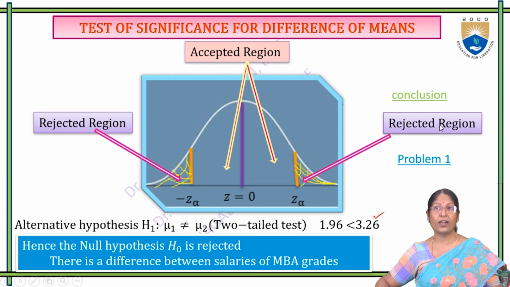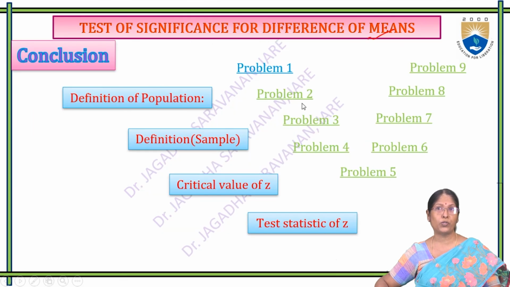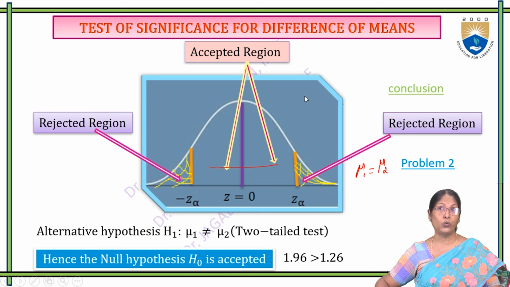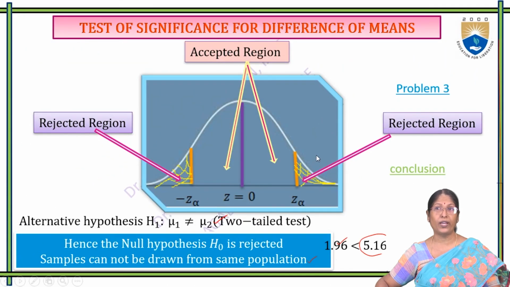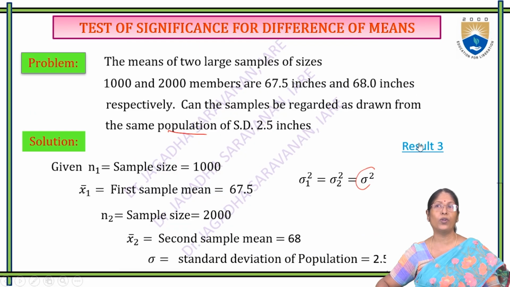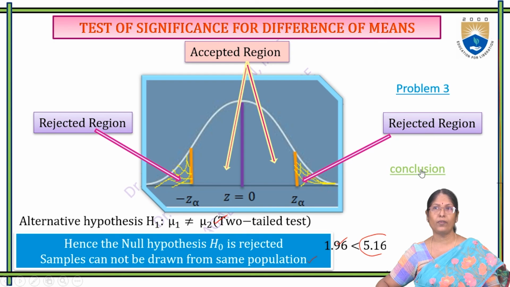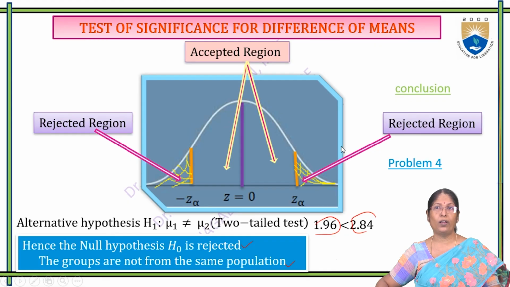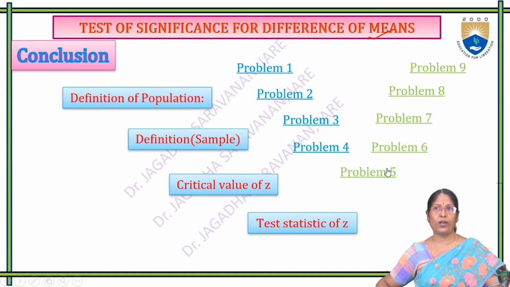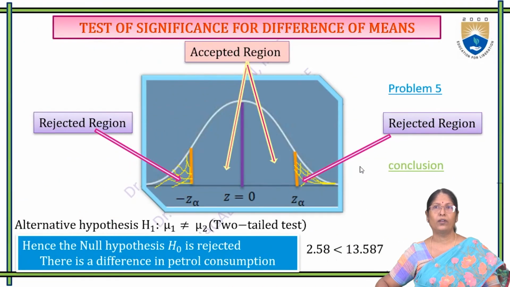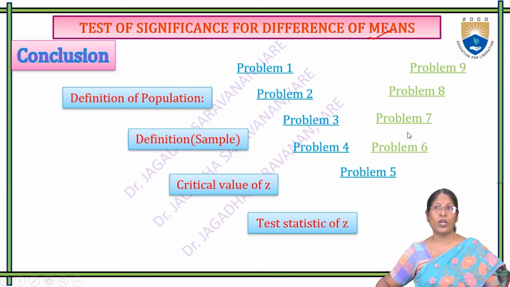This is the graphical representation of the first problem. The second one also is a two-tailed test. And the third problem also is a two-tailed test, and each problem we handled in a different way. So the fourth one, this is the graphical representation. And the fifth one, the graphical representations in a different way. Here 2.58 is the tabulated value we obtained.